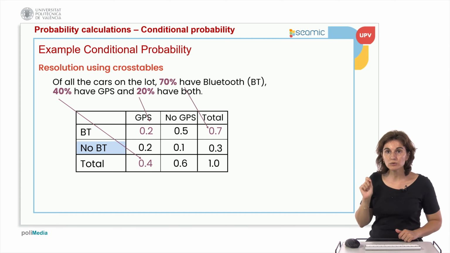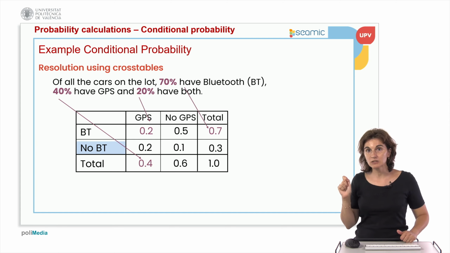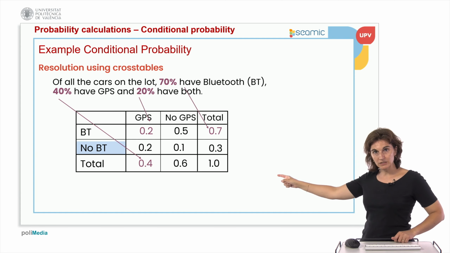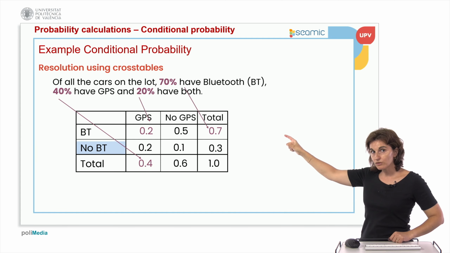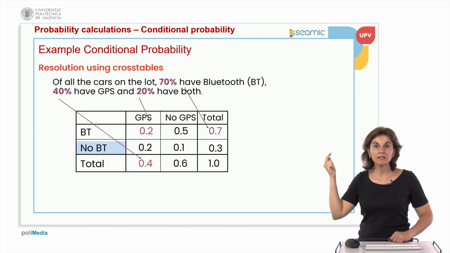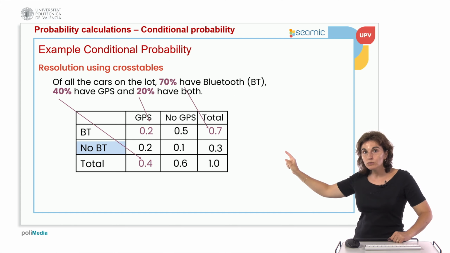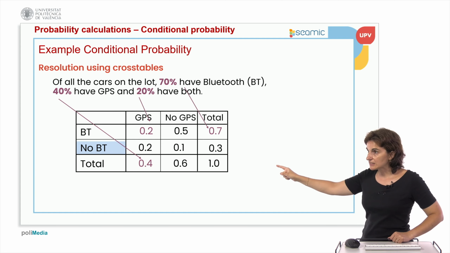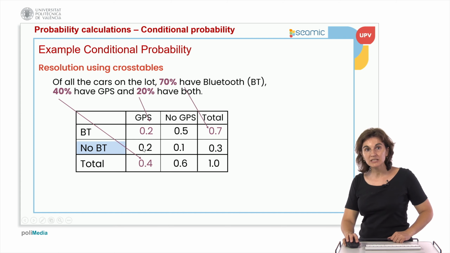But what's more interesting in this table is that we can obtain the remaining information that was not given in the description of the problem. You can see here, if we needed to write 1.0 at the bottom of the table, and there is a 0.7 in the margin of Bluetooth, we need to have 0.3, 1 minus 0.7, for the event no Bluetooth. And also, if there is 0.4 in the margin of GPS, and we know there is 0.2 in the joint intersection between GPS and Bluetooth, we need to have another 0.2 here.